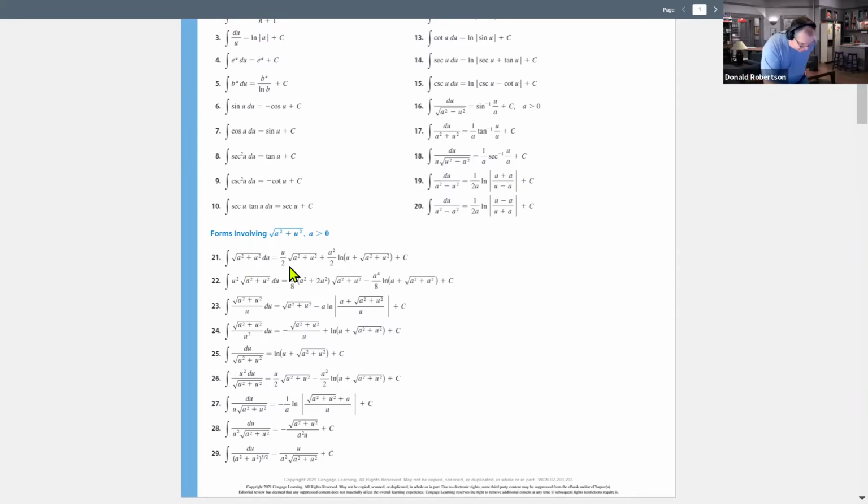And so the answer is going to be u over 2, the square root of a squared plus u squared, which is 1 plus u squared. Every time I see a squared, I think of 1. Plus a squared over 2 is 1 squared over 2, so it's a half, the natural log of u plus the square root of u squared plus 1.